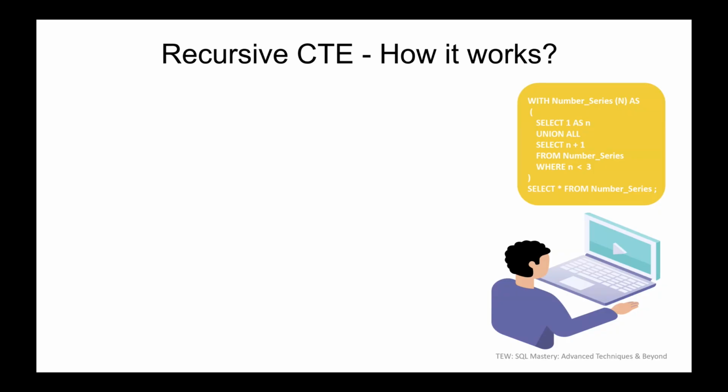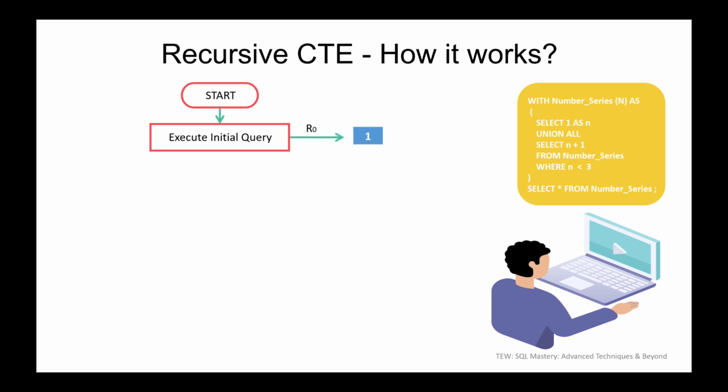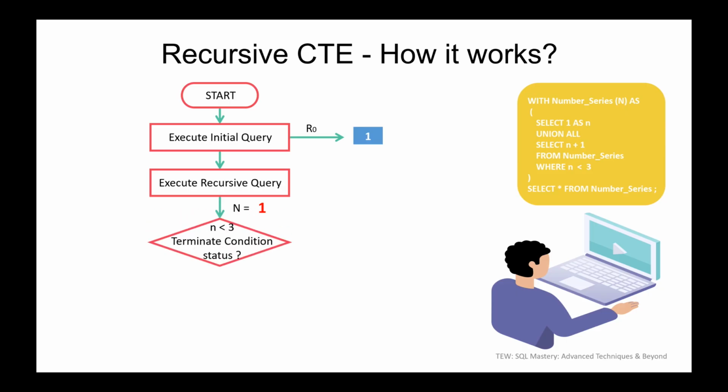In this example, we'll generate a series of numbers till 3, so the final result we'll get is 1, 2, and 3. When we execute this query, it will first execute the initial query, also called the anchor member. It selects the number 1 and aliases it as n. This serves as the starting point for the recursion. While executing the first recursion, when n equals 1, it will check the terminate condition and return the result n plus 1, which is equal to 2.